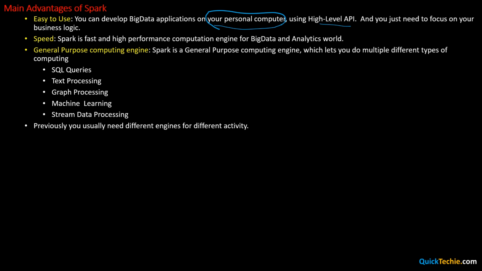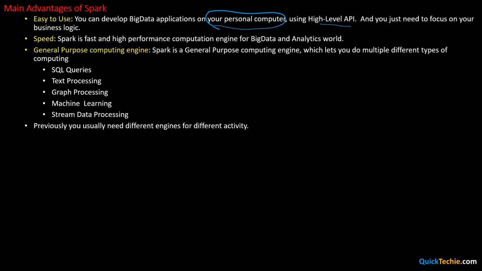Spark is a fast, high-performance computation engine for the big data and analytics world. As we have discussed already, in some scenarios it is 100 times faster than MapReduce. Not every scenario, but in many scenarios it can be faster.